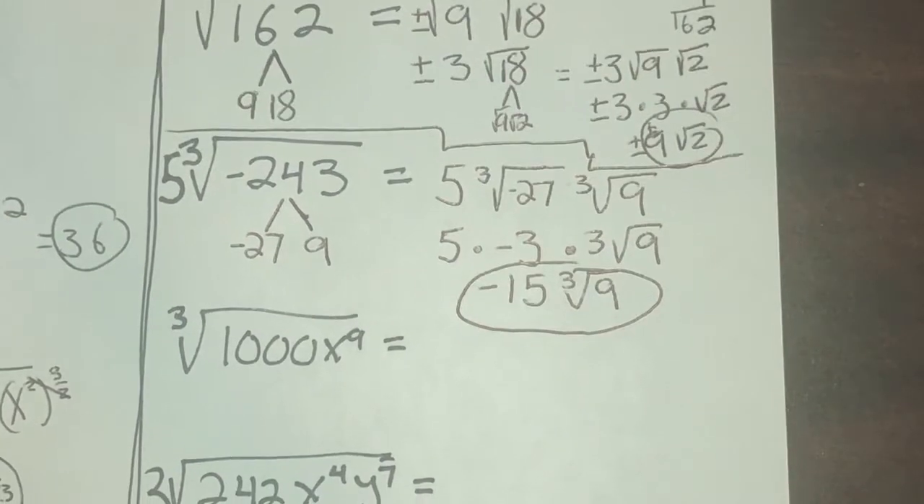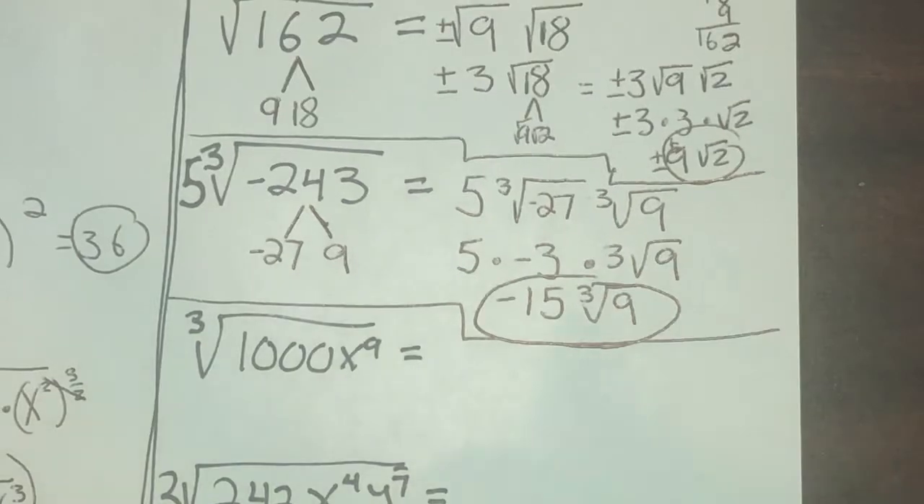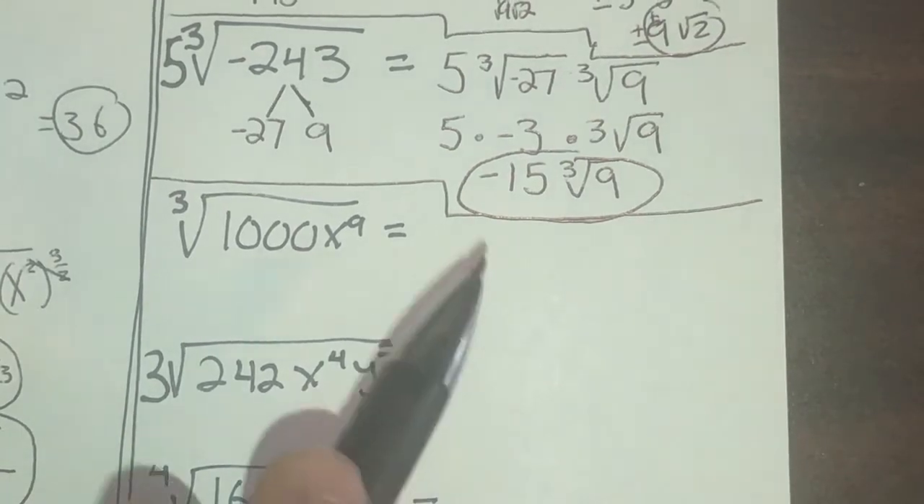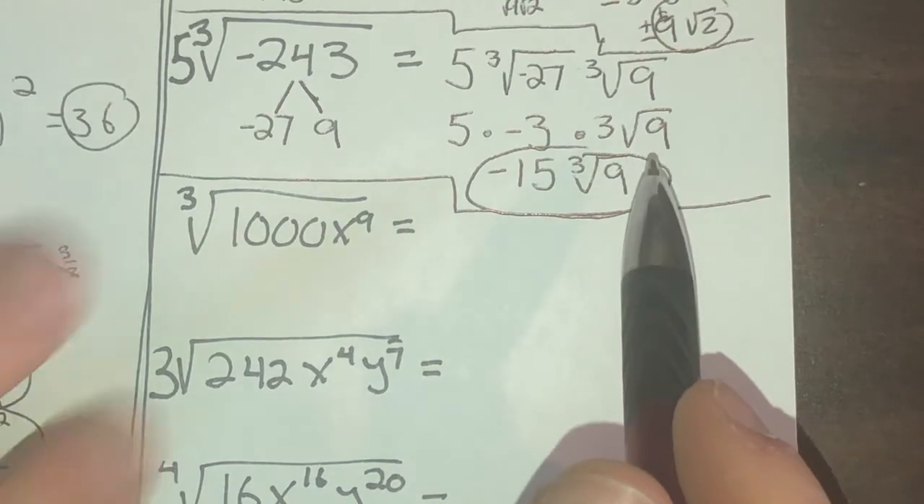Because it's an odd index, and an odd index only has one possible answer, okay? Because it's odd, it's going to be multiplied an odd number of times. So, noticing, let's go back here, right?